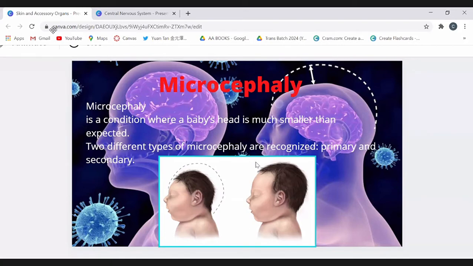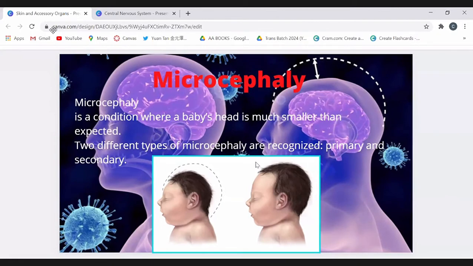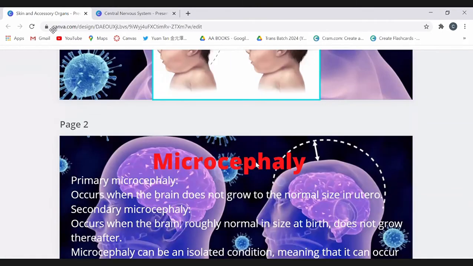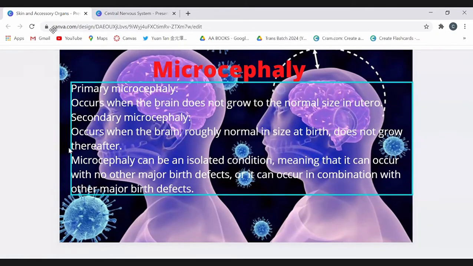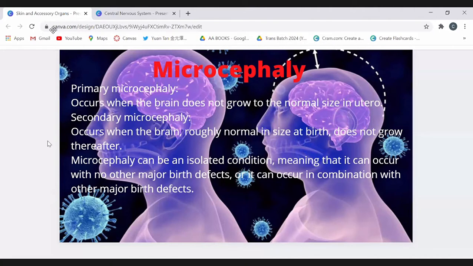Microcephaly. So microcephaly is a condition where a baby's head is much smaller than expected. We have two different types of microcephaly that are recognized: primary and secondary. Primary microcephaly occurs when the brain does not grow to normal size in utero, while secondary microcephaly occurs after birth.